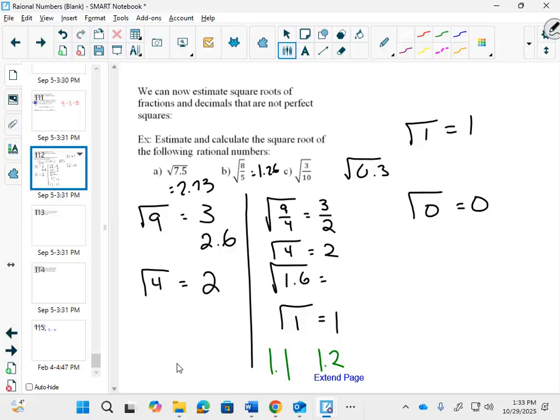We're doing the square root of 0.3. You're doing your guesses here. It's got to be somewhere between 0 and 1. The answer has to be somewhere between 0 and 1, because 0.3 is between the square root of 0 and the square root of 1. Alright, I don't know, 0.4.